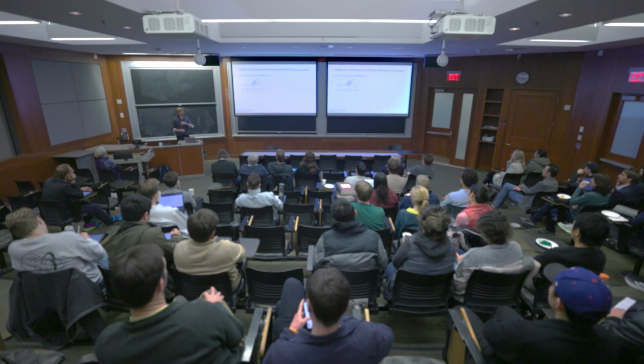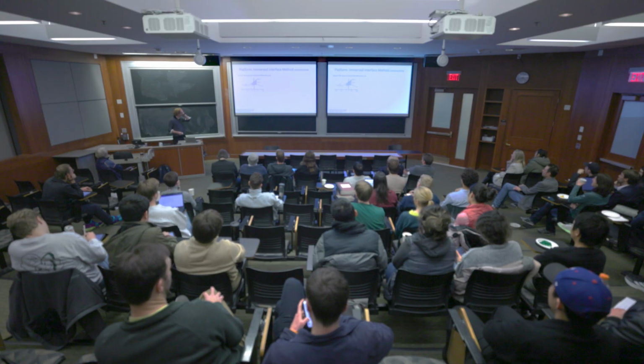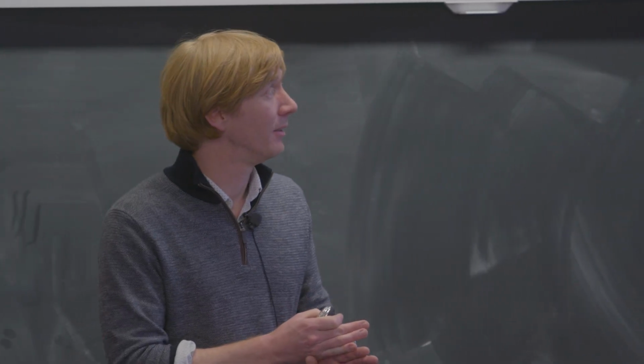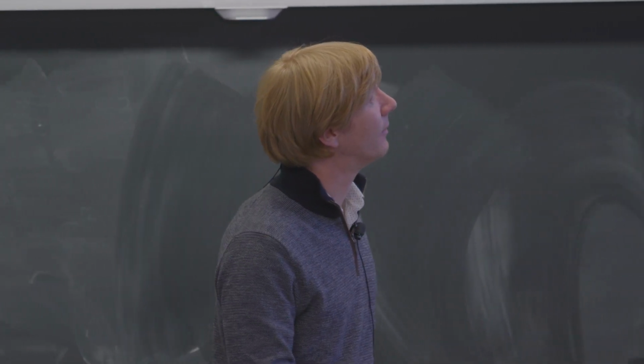Okay, so we start from the immersed interface method, which is a classical method from a couple of decades ago, that was developed to tackle finite differences with jumps at immersed interfaces. So here's a 1D grid. The x_i's are the grid points. This x_alpha is an immersed boundary, so it sits between grid points. And we have a function that lives on one side, a function that lives on the other side, and at the interface we have maybe a jump condition.